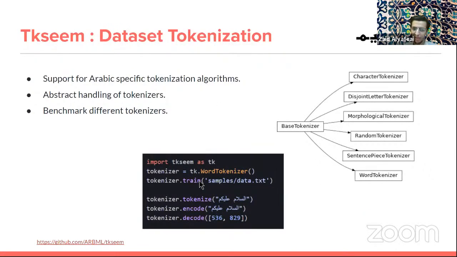So here's a simple example of using the library. Just call the tokenizer, then you train on a text file, and you'll be able to tokenize, encode, and decode.